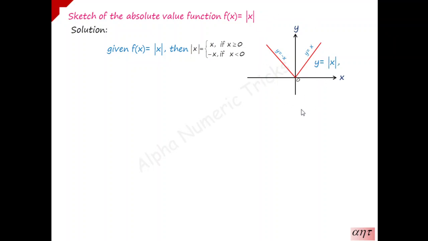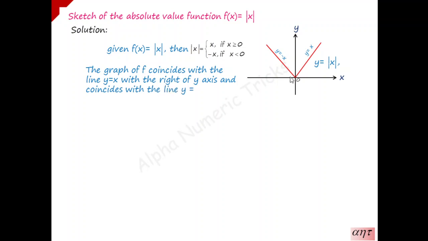This is the graph of the absolute value function f of x is equal to modulus of x. The graph of f coincides with the line y is equal to x on the right hand side of the y-axis, and coincides with the line y is equal to minus x on the left hand side of the y-axis. Okay, this is the absolute value function graph.